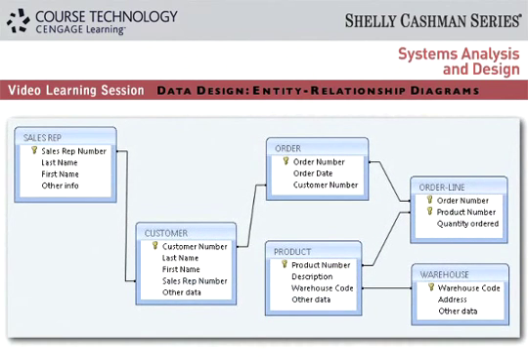Here's how the sales system might look in Microsoft Access. Notice the associative entity, order line, that joins the order entity and the product entity and stores information, such as the quantity ordered.